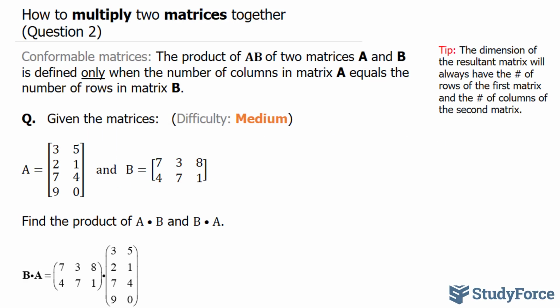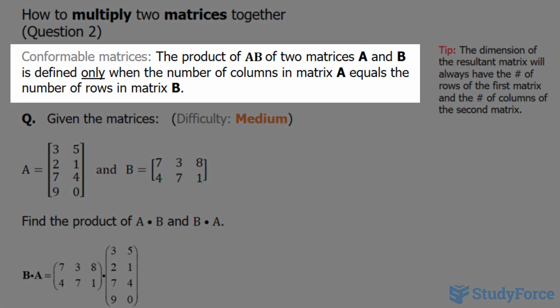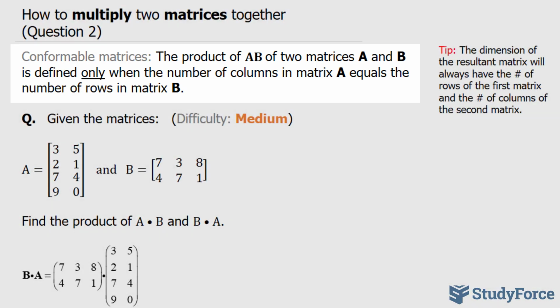In this video, I'll show you how to multiply two matrices together. This is question 2 in the series. Keep in mind that the product of matrix A and B of two matrices is defined only when the number of columns in matrix A equals the number of rows in matrix B.